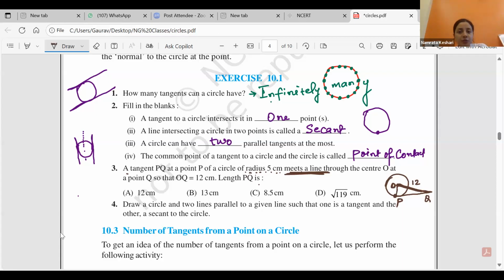Okay, a tangent PQ at a point P. So the tangent is at point P, and we are having the tangent PQ. That means it starts from P and goes till Q.